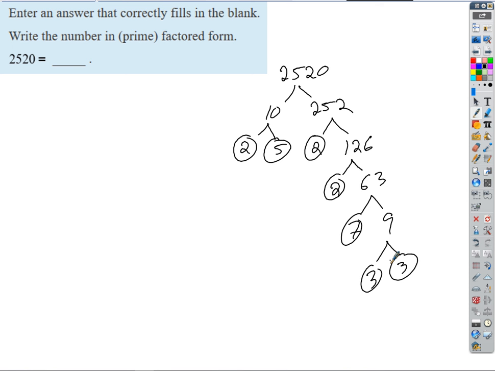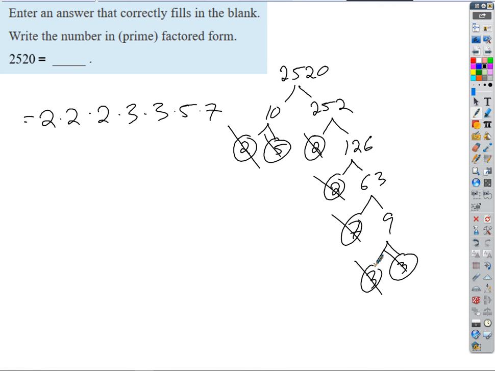Now, if we write these in order, from the smallest to the biggest, this is equal to 2 times 2 times 2 times 3 times 3 times 5 times 7. Okay, but we don't want to write it that way. That's a long string of numbers. We can summarize that. That's not simplified yet.